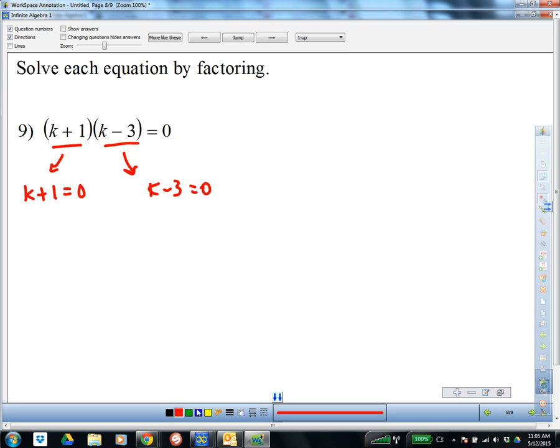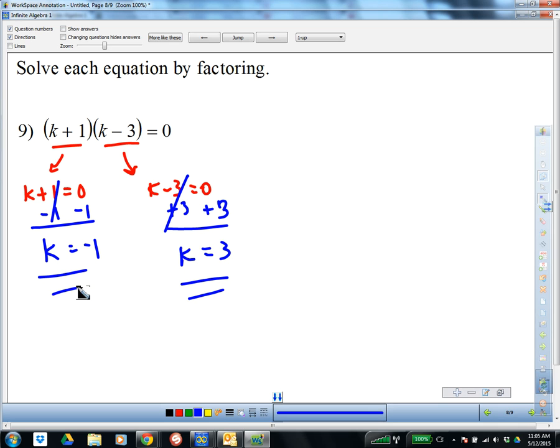So you're going to solve each of these individually. Minus 1 on each side, these cross out, and you get k equals negative 1. And then over here you go plus 3, doing the opposite in order to undo it and move it to the other side, and you get k equals 3. So we get two answers, and you could write an or between them.